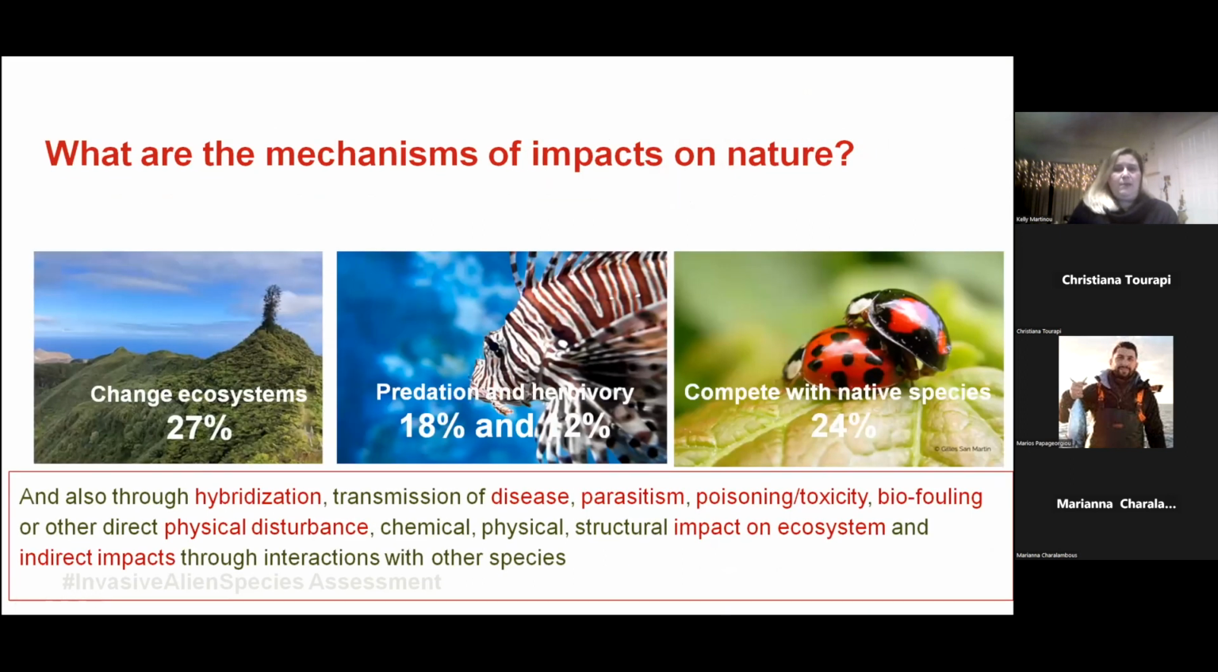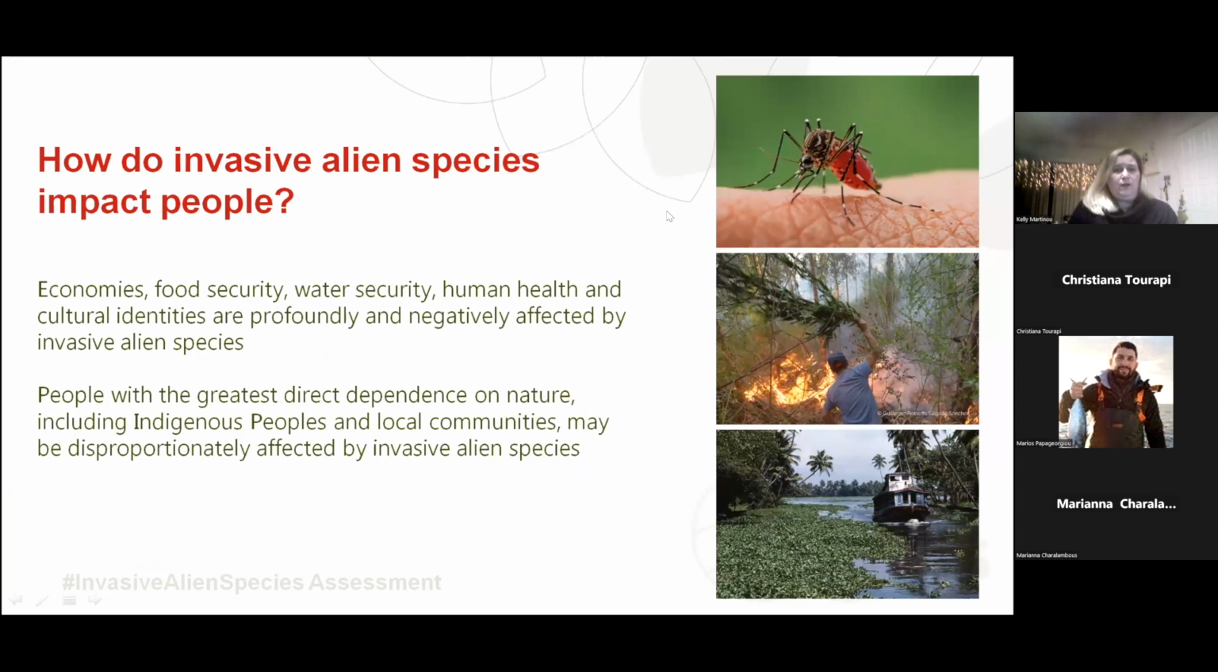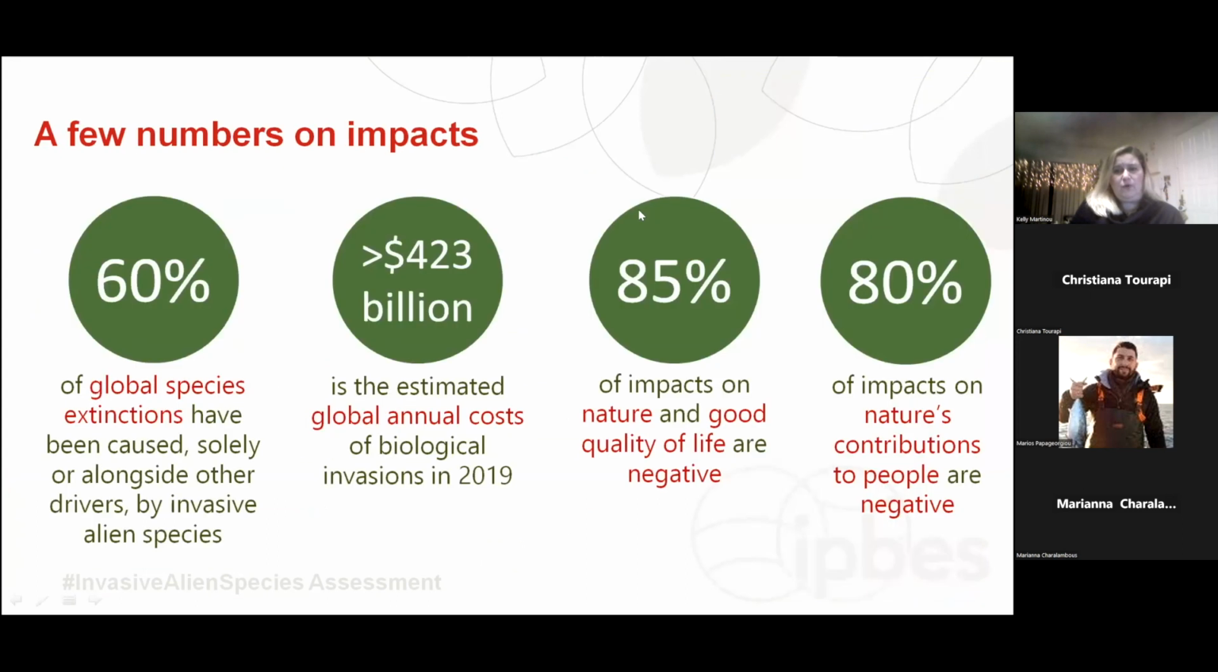And you can see there are many mechanisms by which invasive alien species impact the environment, so they can change the ecosystems. Their impacts are quite serious. They can be predators or herbivores. They can compete with native species, but also they can cause diseases, parasitism, poisoning, toxicity, and physical disturbance. Also, invasive alien species do not just have negative impacts on nature, but also on the economy, food security, water security, and human health. And of course, indigenous local people in more pristine lands are going to be disproportionately affected and the most affected.